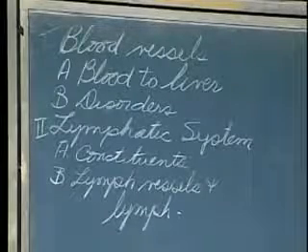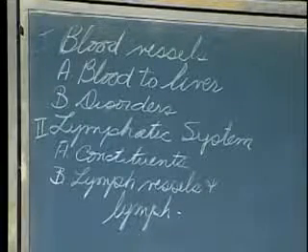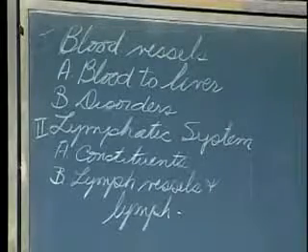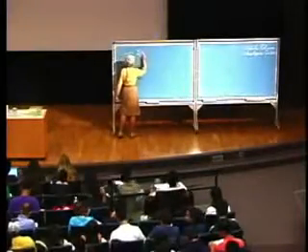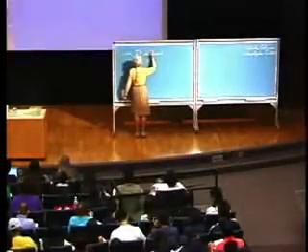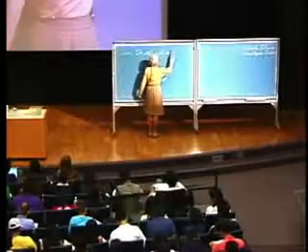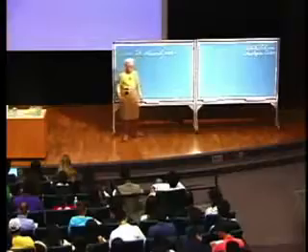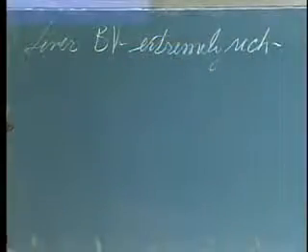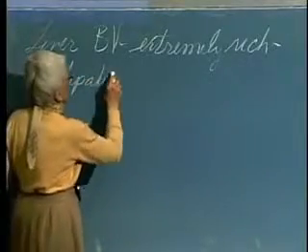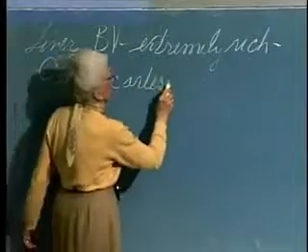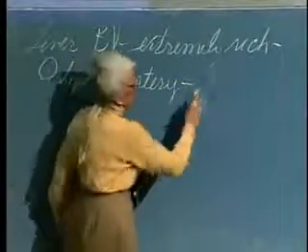Back with blood vessels and the blood to the liver. The liver is extremely rich in blood vessels. It will get oxygenated blood through the hepatic artery. So first we have the hepatic artery, and it will be giving the O2 blood.